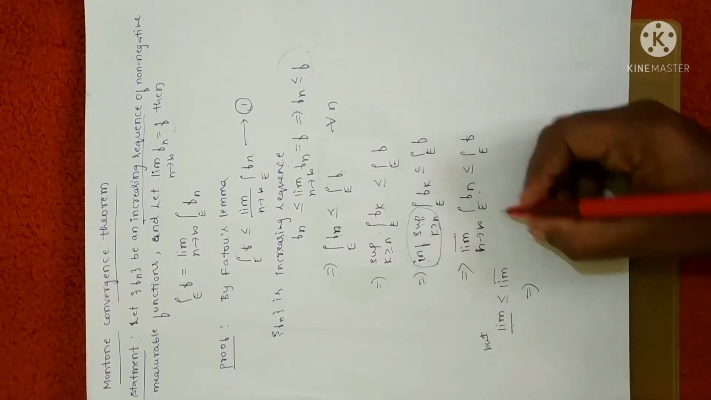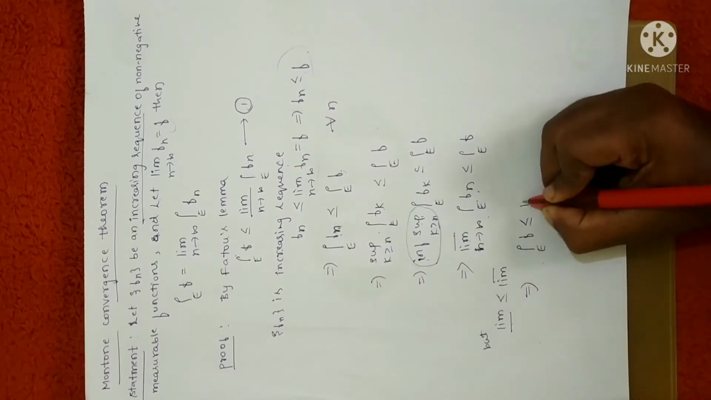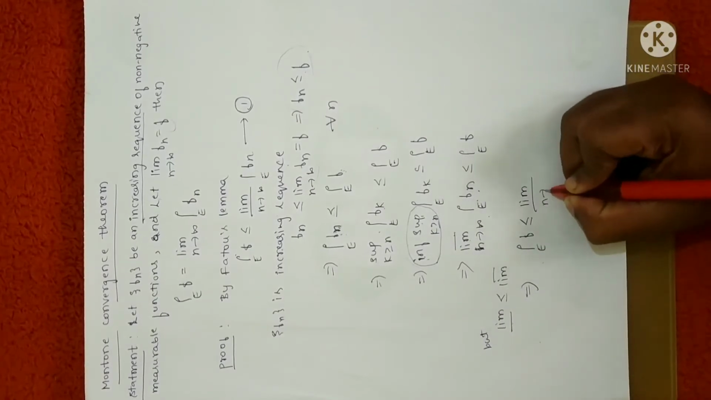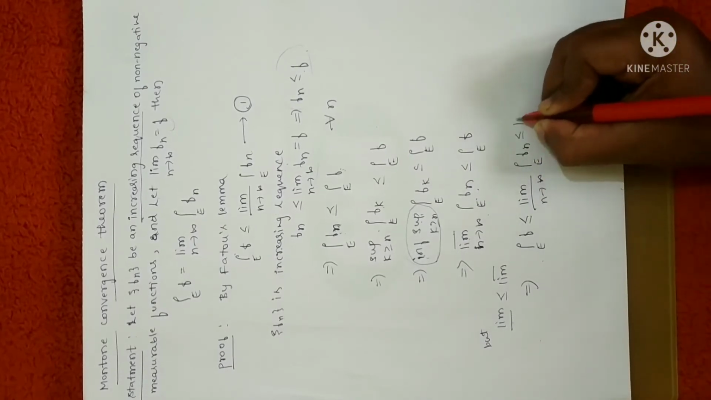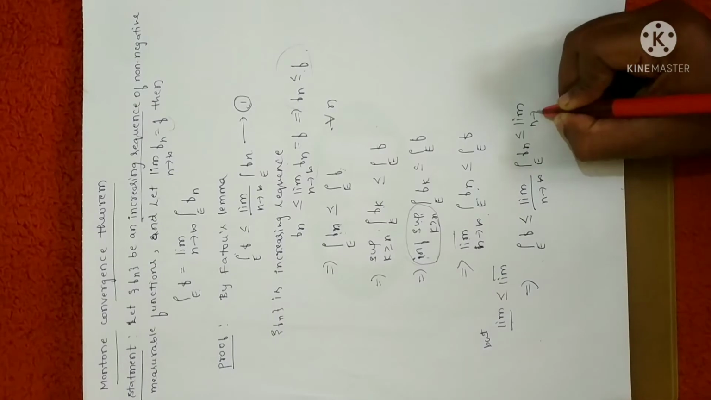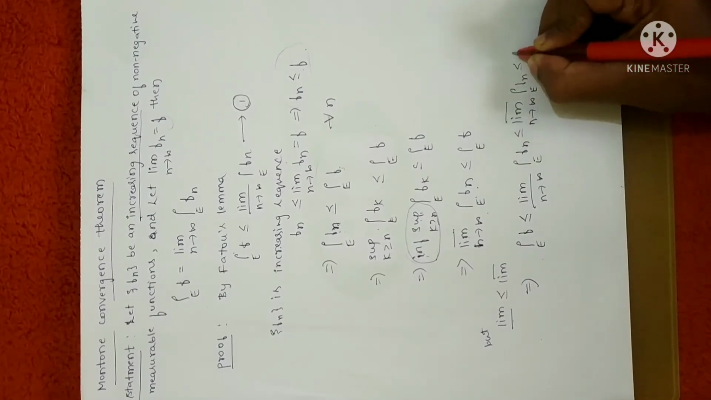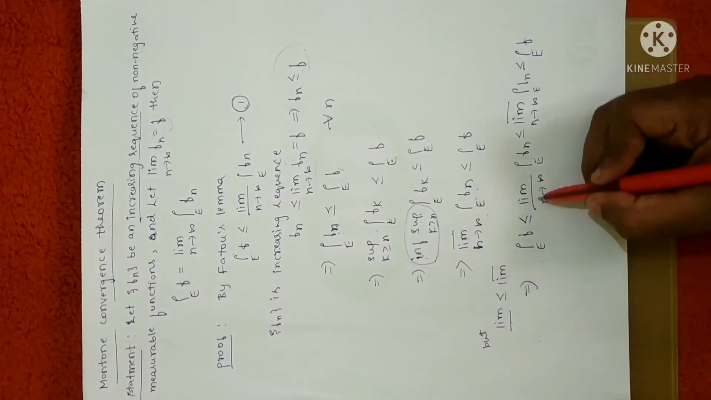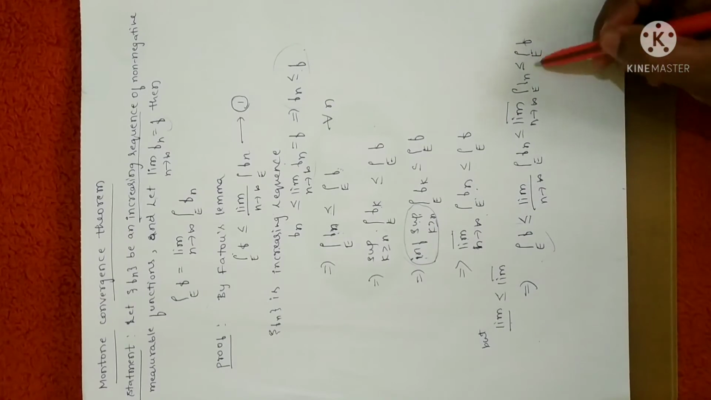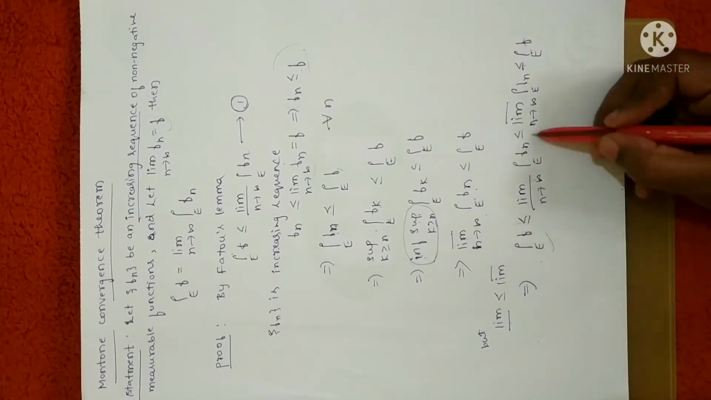Therefore, I can write this statement as: the integral over E of f will be less than or equal to the limit supremum as n tending to infinity of the integral over E of fn, which is again less than or equal to the limit infimum as n tending to infinity of the integral of fn, which is less than or equal to the integral over E of the function f. In the sense, this function f will be greater than the limit supremum and will be less than the limit infimum.